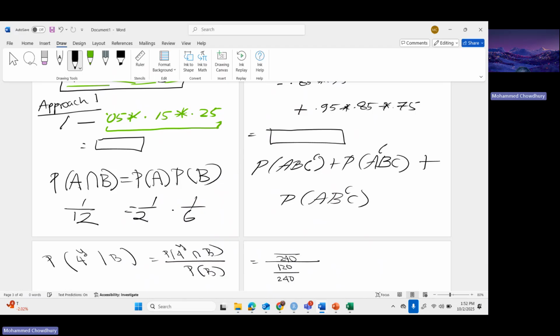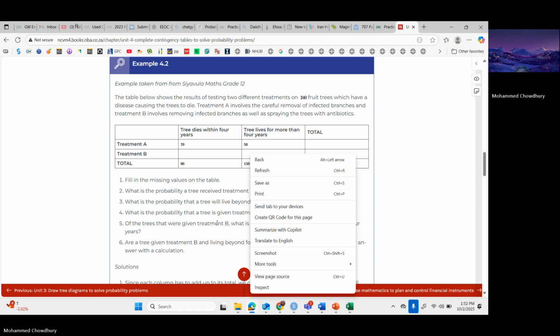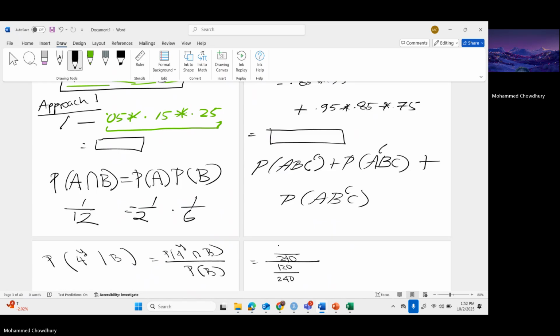240, 4 years and B, which is equal to this 100. So you have 100 over 120. This is the answer. That is a conditional probability.